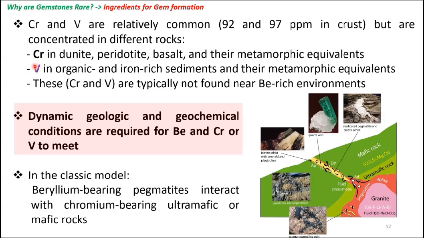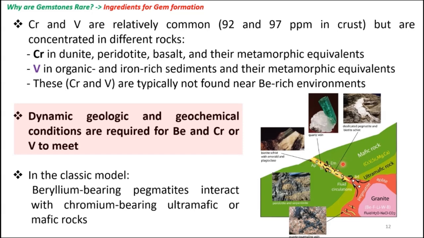So for the formation of emerald, what is the requirement? Chromium or vanadium, beryllium, aluminium, silica, and oxygen should meet together. It's a very rare situation. During fractional crystallization, beryllium can enrich. So sometimes a pegmatite, that is a specific igneous rock, if the particular pegmatite contains beryllium, and if it intrudes into a mafic or ultramafic rock, like that. So this is one illustration.